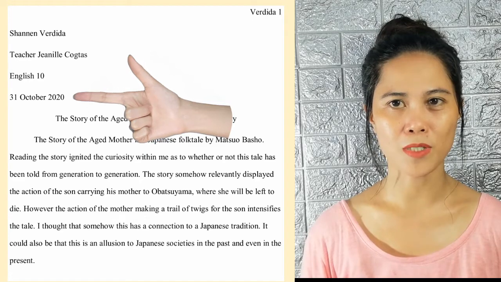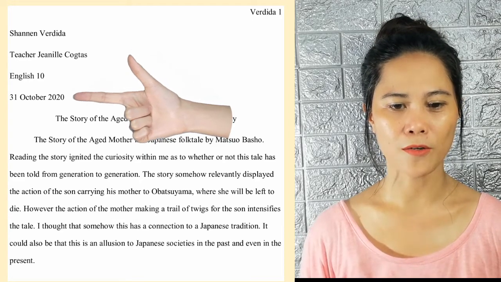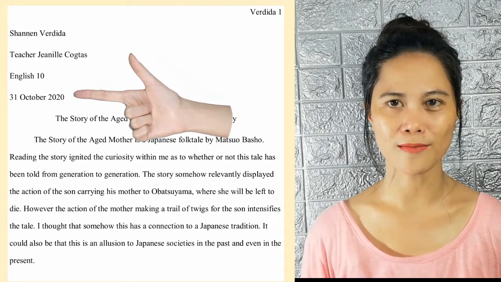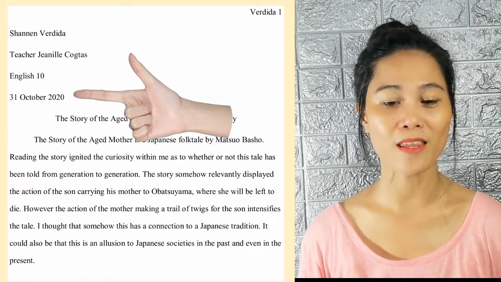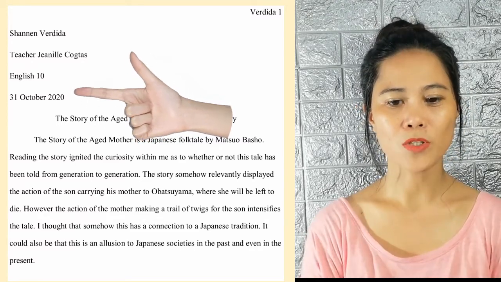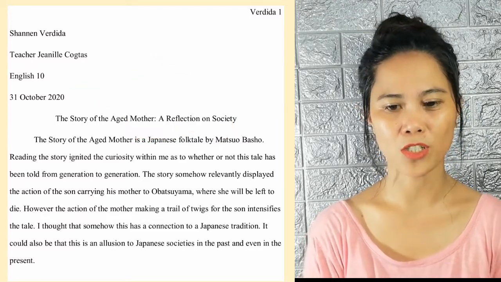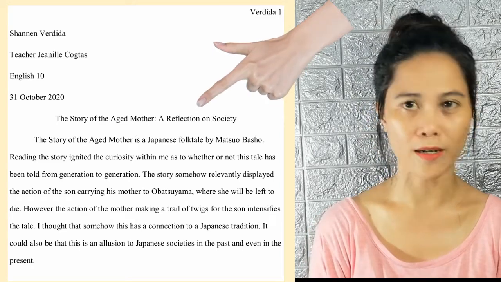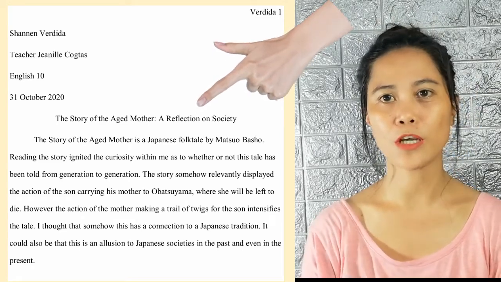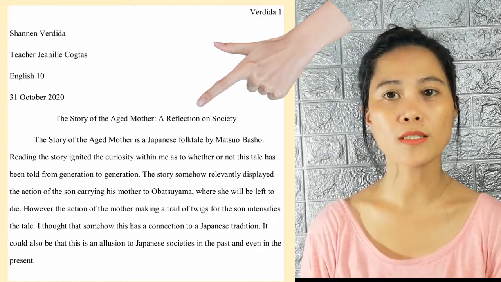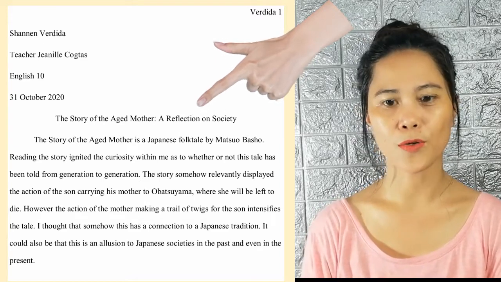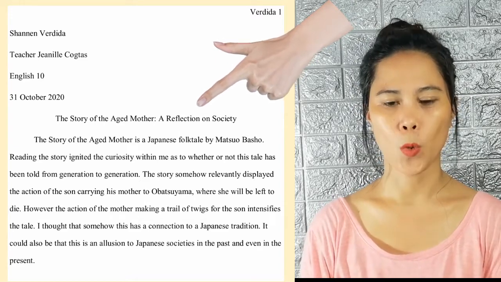So let's say I am submitting the paper today: 31 October 2020. So the day first, then the month and the year. Then the title, The Story of the Aged Mother, A Reflection on Society. You could ask your teacher if she or he wants the title to be bolded or just like that.